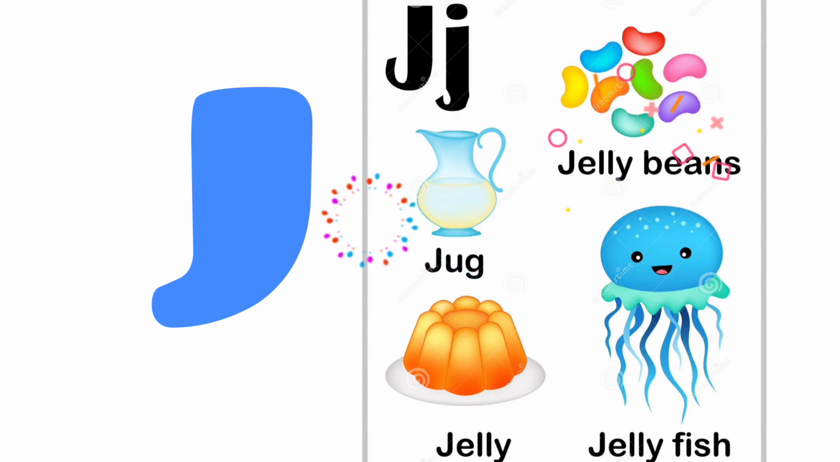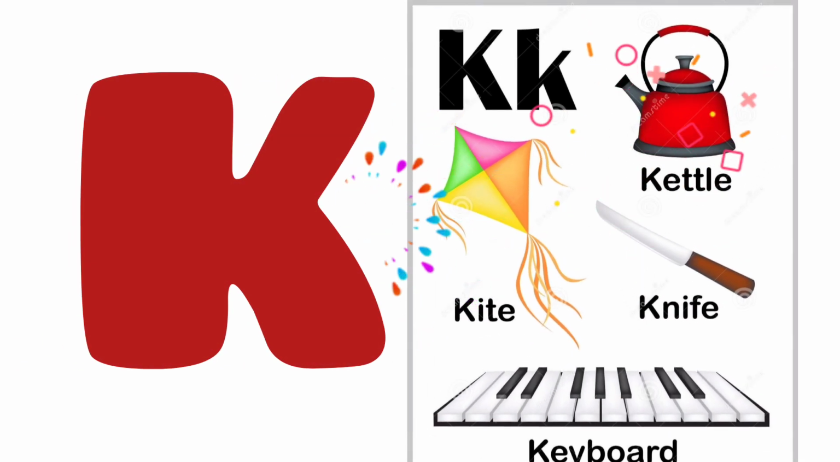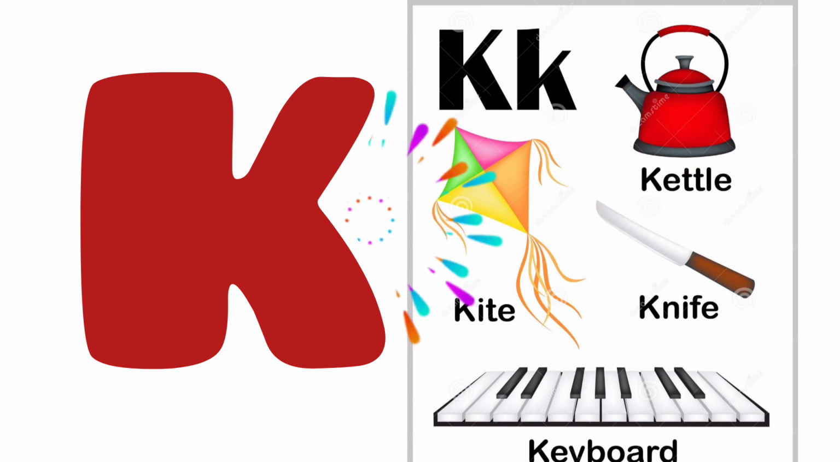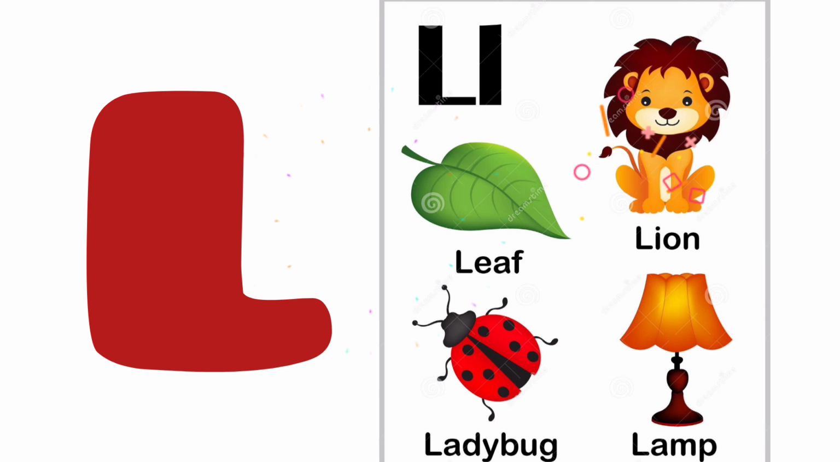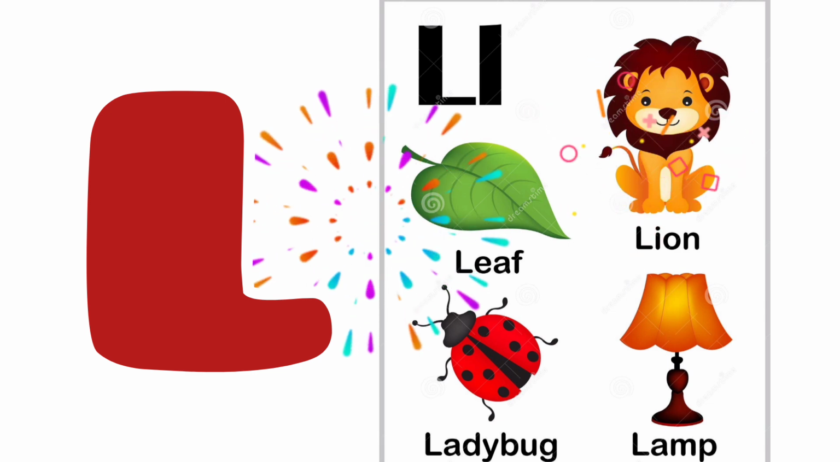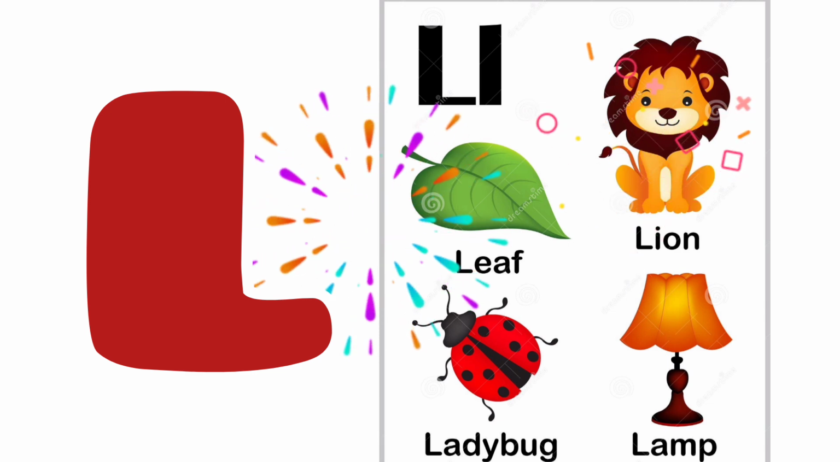Say with me. K is for kite, K is for kettle, K is for knife, K is for keyboard. Say with me. Kettle, kite, knife, keyboard. L is for leaf, L is for lion, L is for ladybug, L is for lamb.